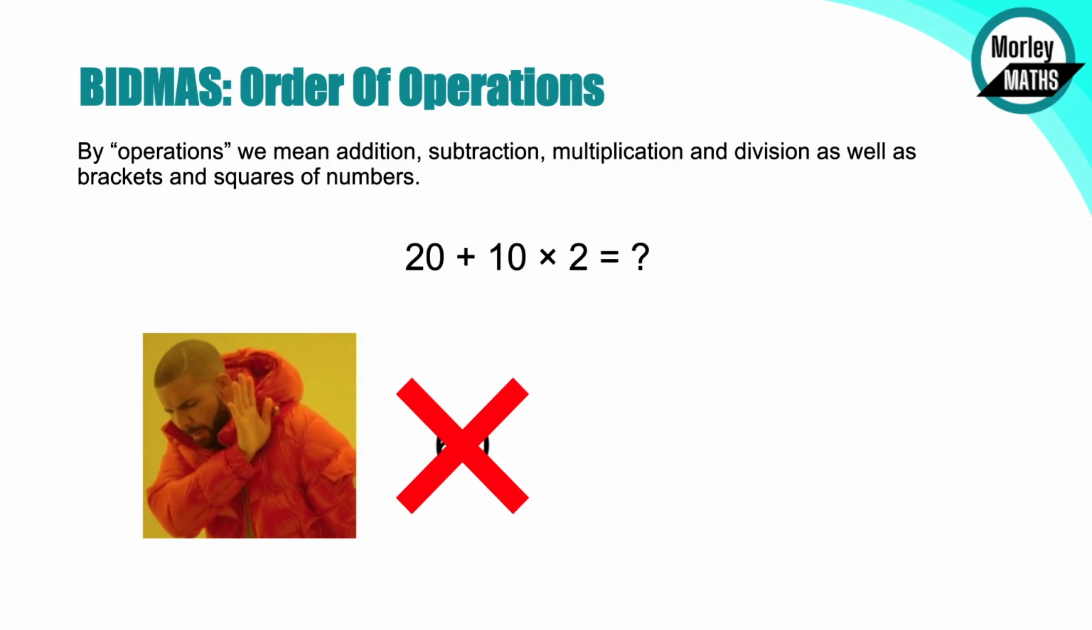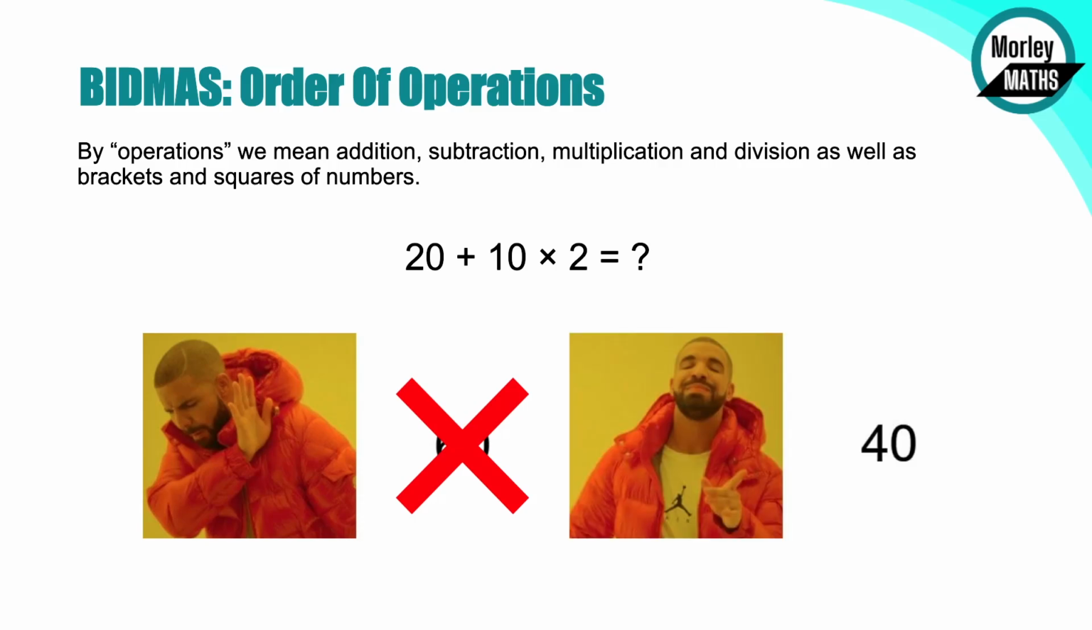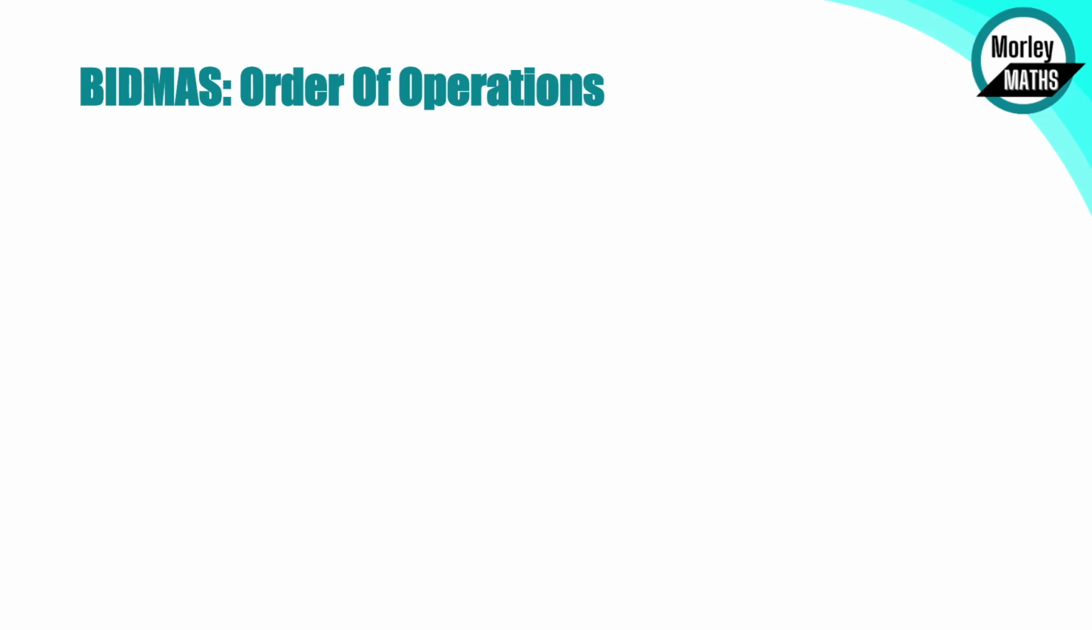If you've got a smartphone, use the calculator and you do 20 plus 10 times 2, you'll get an answer of 40, which is indeed correct, and that's purely because your calculator on your smartphone is following BIDMAS. So what does BIDMAS actually stand for?